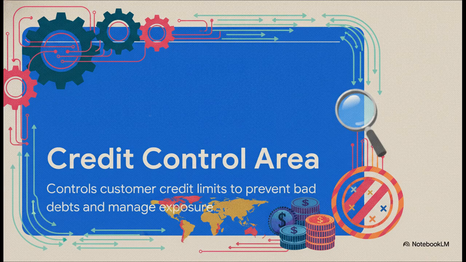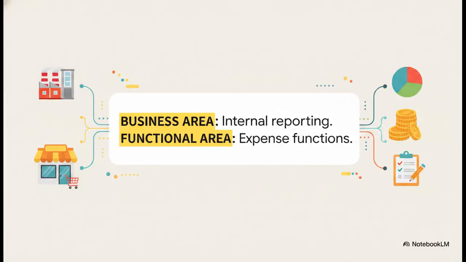It's actually very common in multinational operations to have one central credit control area managing multiple company codes, just to keep that global financial exposure strictly in check. Okay, let's see how this builds our internal reporting. We need to classify how the enterprise operates from the inside, right? We do this using business areas and functional areas.